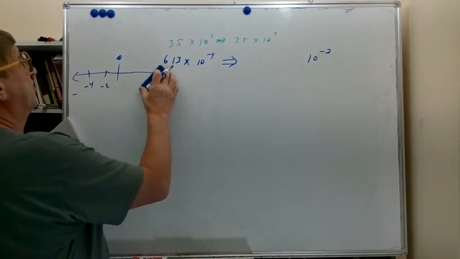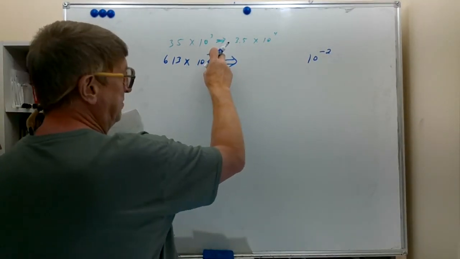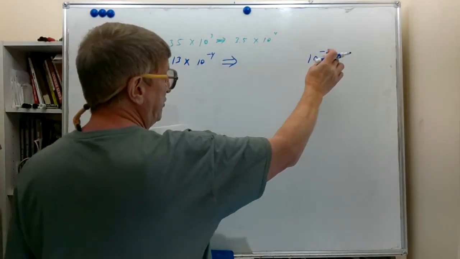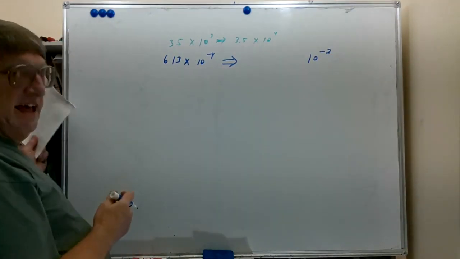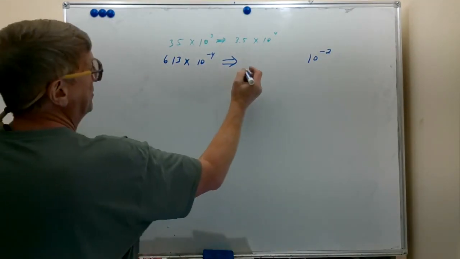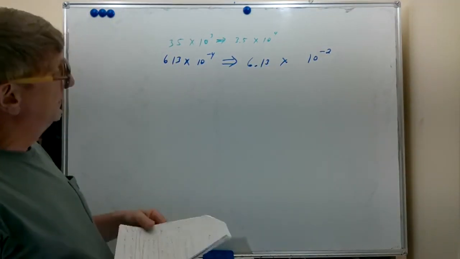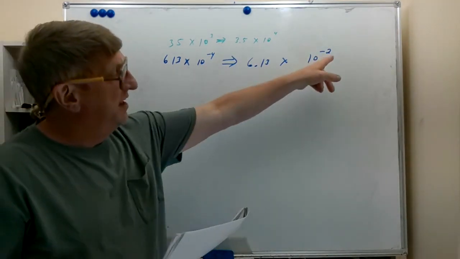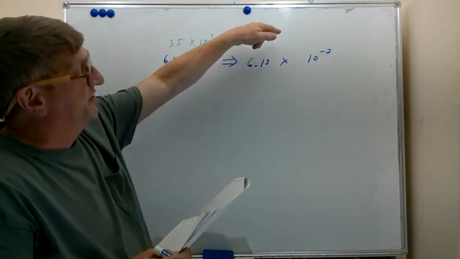So we increased the value of this. We made that number bigger. So we need to make this number smaller. We made this number bigger by 2. So we need to make this number smaller by moving the decimal place to the left 2 places. Well, if we had 613, we move the decimal place to the left, we end up with 6.13. So we kept a balance by making this smaller and that larger. Same thing here. We made this smaller and that larger.